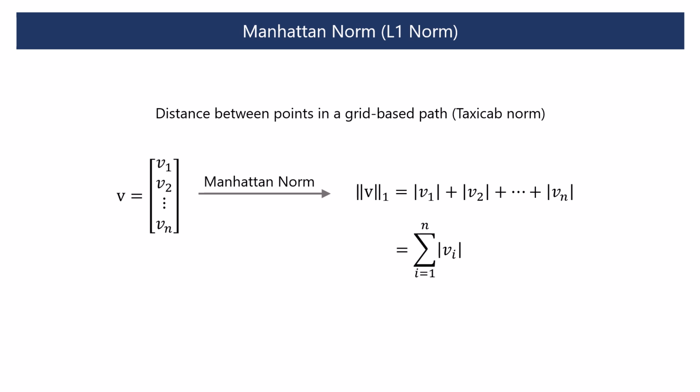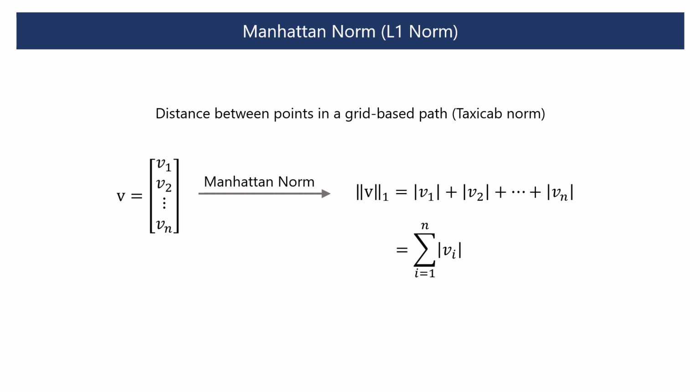We have already seen what the Euclidean norm is. It is also called L2 norm. While the L2 norm is intuitive and widely used, other norms such as the L1 norm and L infinity norm play important roles in many real-world applications.